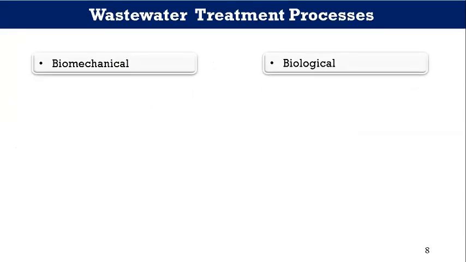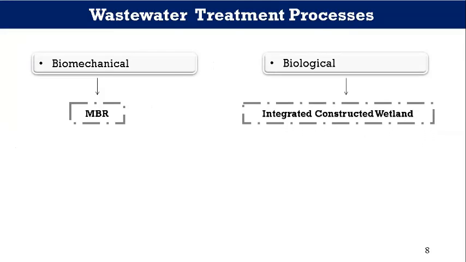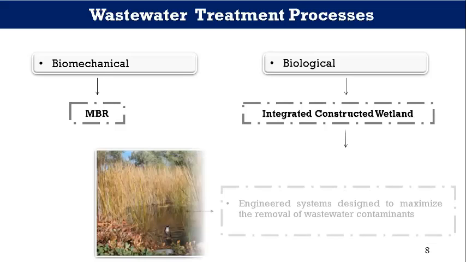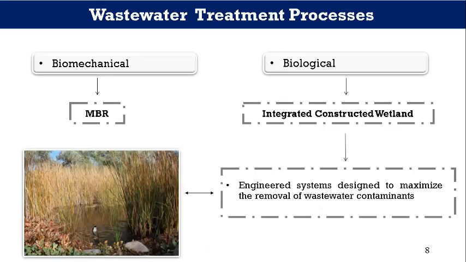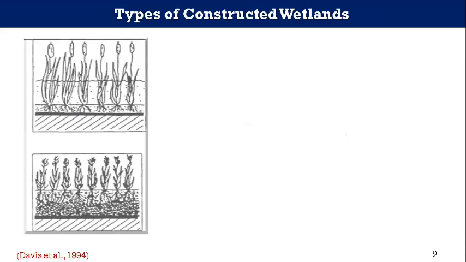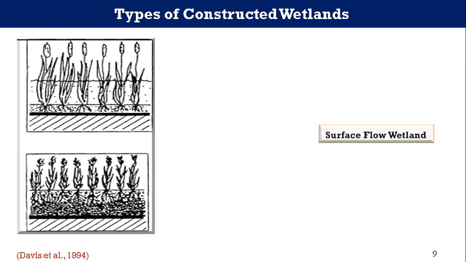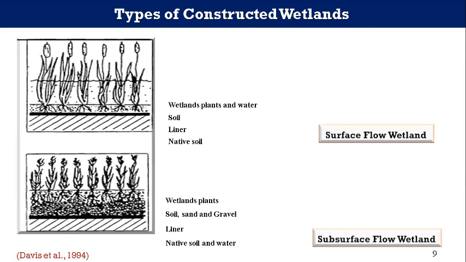There are many different ways of wastewater treatment, but as we are talking only about NUST, we have two ways: biomechanical and biological. In biomechanical we have MBR, that is the membrane bioreactor plant. Biological includes the integrated constructed wetland, which is my research domain and the topic I will be focusing on. An integrated constructed wetland is an ingenious system designed to maximize the removal of wastewater contaminants. The types of constructed wetland are surface flow wetland and subsurface flow wetland.